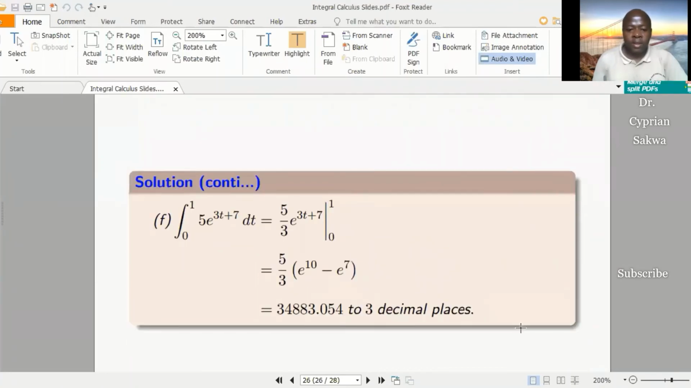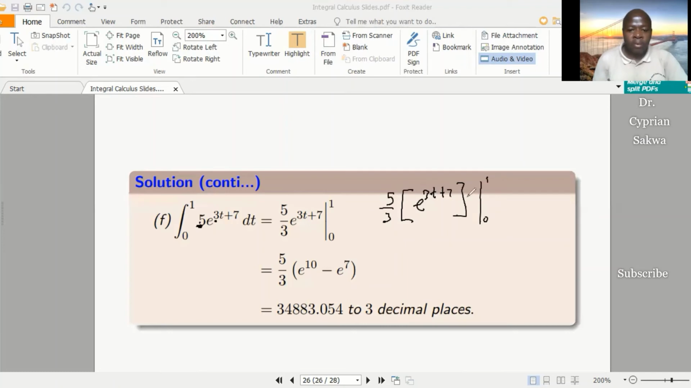Let's look at this other question. Again, you can do it mentally. I can see the coefficient of t here is 3, so the integral will be this constant over 3, that is 5 over 3, and the rest remains e raised to 3t plus 7, then from 0 to 1. Let's put the upper limit.